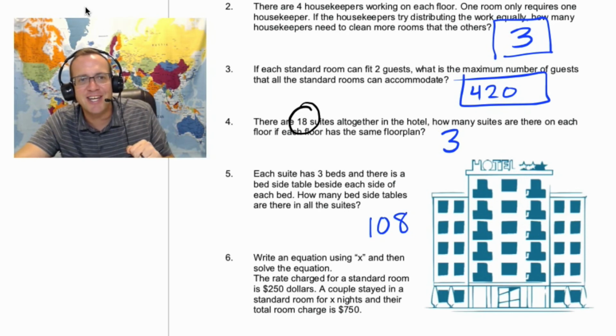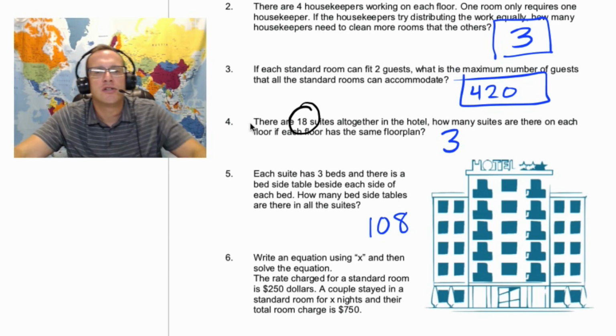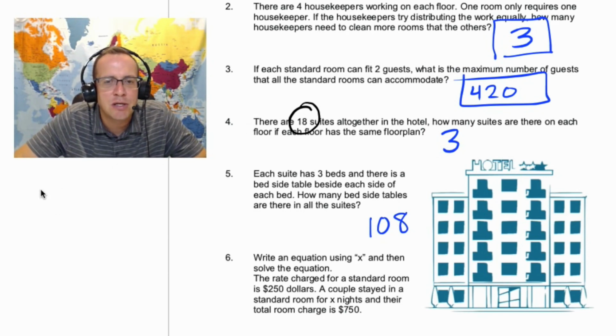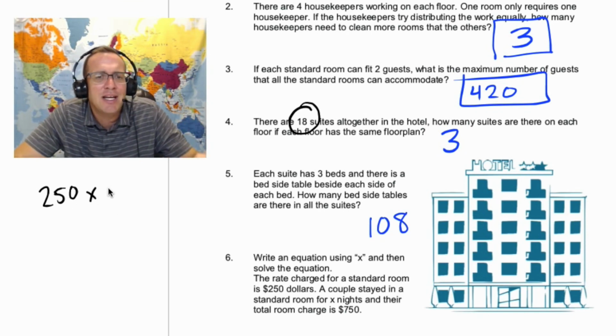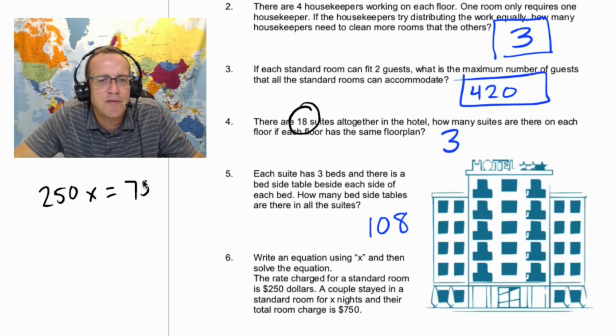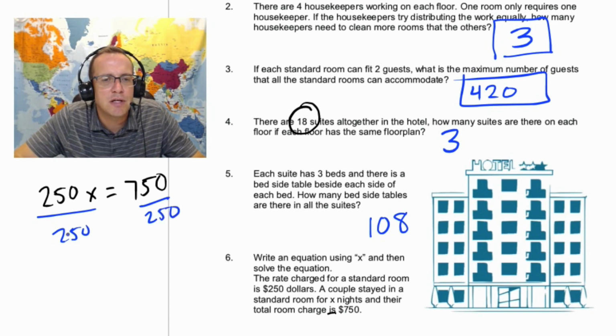Come back. I'll reveal the answer again in 3, 2, 1. So our equation is 250, that's the price per night, times x, we don't know how many nights they're staying, equals 750. Okay? The "is" equals. So how do we solve this? Well, we can simply divide each side by 250. Right? This cancels out. We're left with x. 750 divided by 250 is 3.